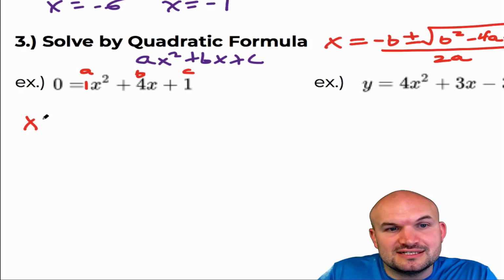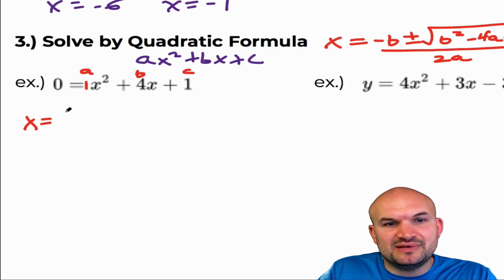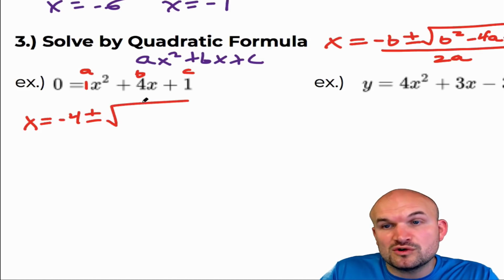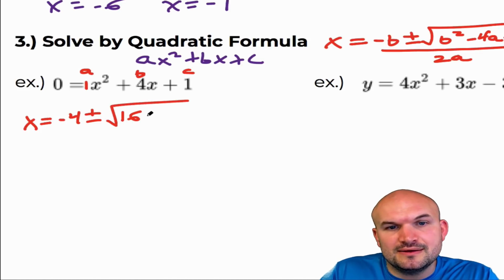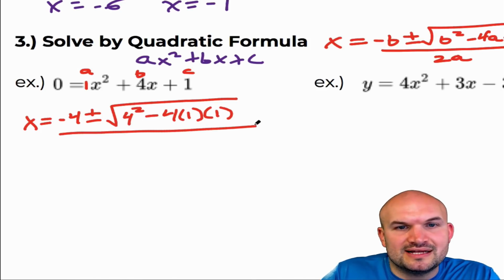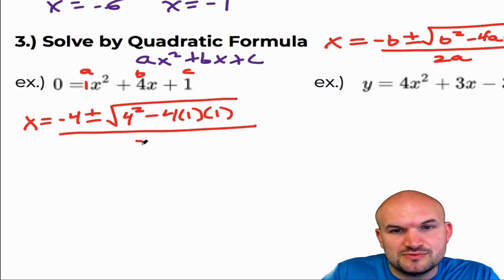So I have x equals opposite of b, so that's going to be negative 4, plus or minus the square root of 4 squared, which is going to be 16, minus 4 times a, which is 1, times c, which is 1. Actually, you know what? Let's just write it as it is. 4 squared. And then that's all over 2 times a, which is 2 times 1.